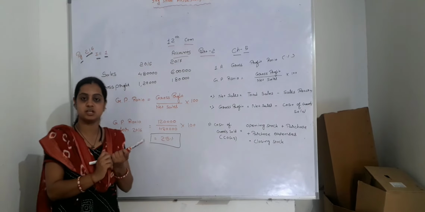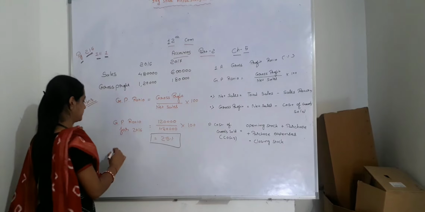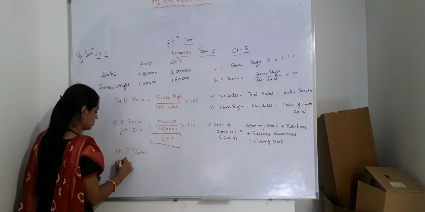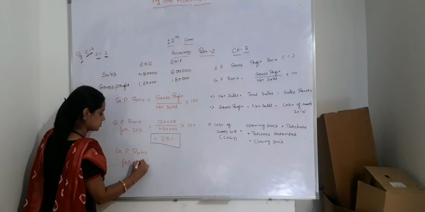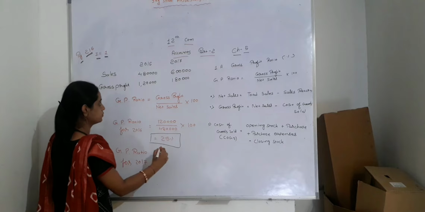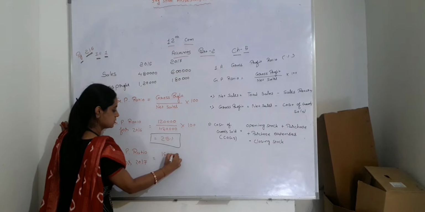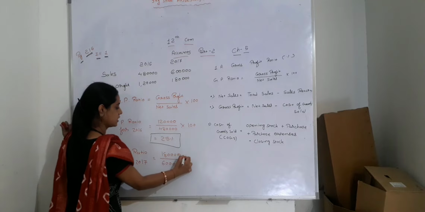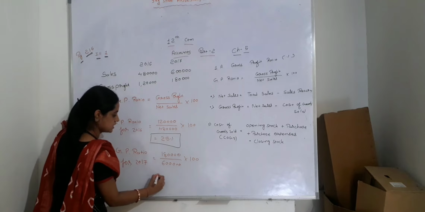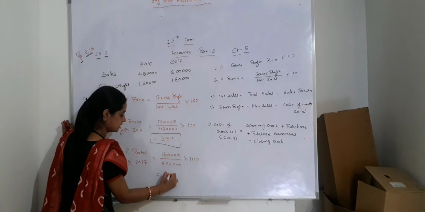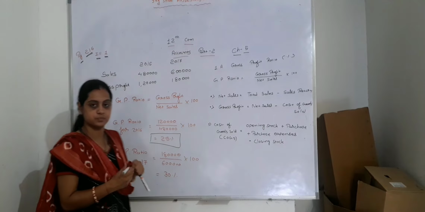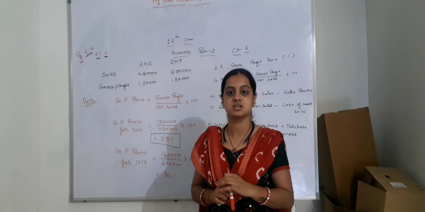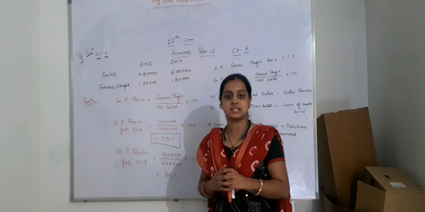Same way we will find GP ratio for 2017. GP ratio for 2017 is equal to 1,80,000 upon 6 lakh into 100 is equal to 30%. This is the answer for 2017. You have to write it down.